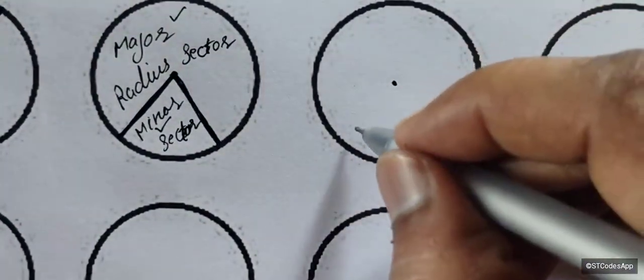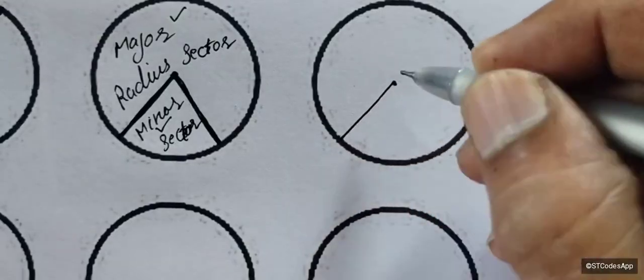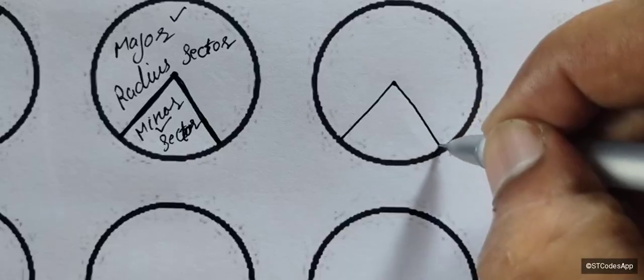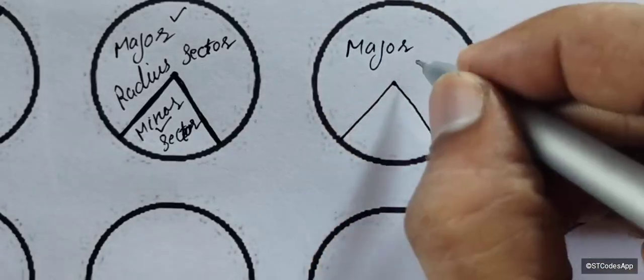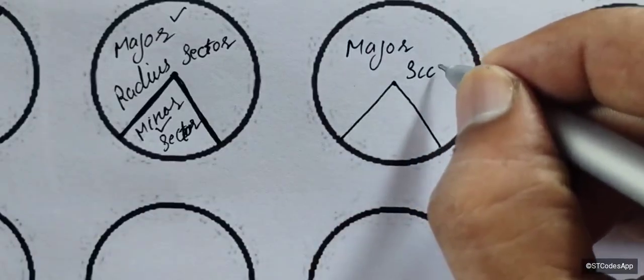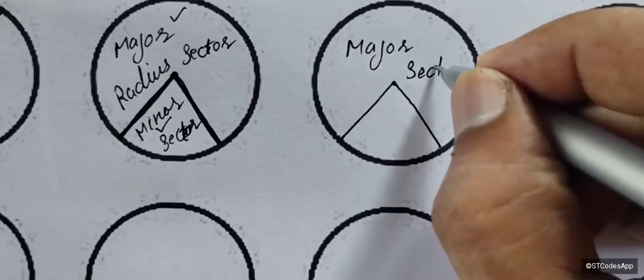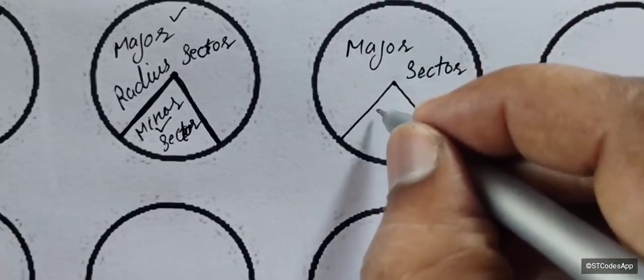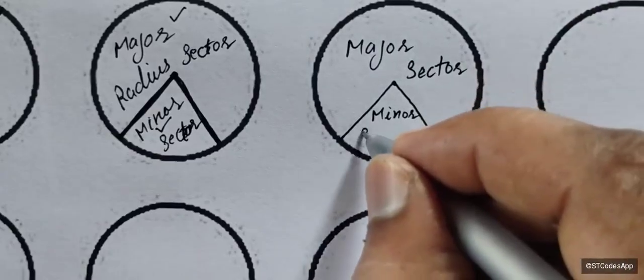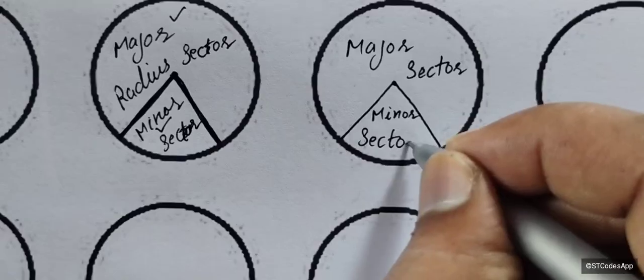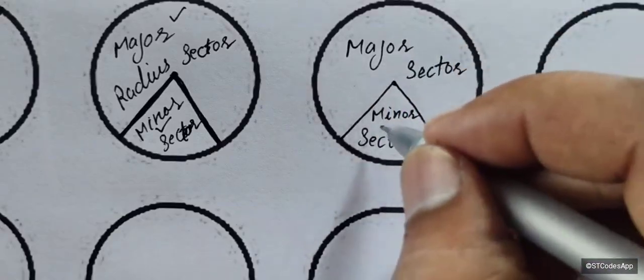This is the center, a radius, another radius. This is our major sector. Major sector means the big part. This is the small part. This is the minor sector. Major sector and minor sector.